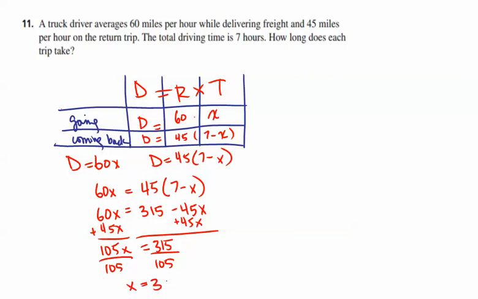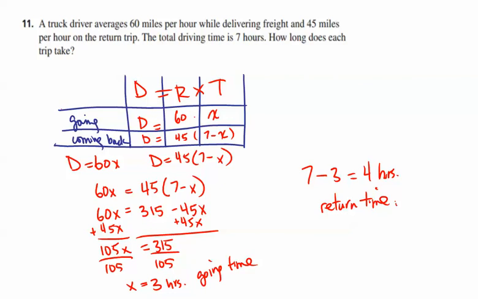What is that? That's 3 hours. That's the going time. Then 7 minus 3 is 4 hours. Is the return time. Very good. Okay, so that's going to do it for this video, and we will go on to homework in the next.